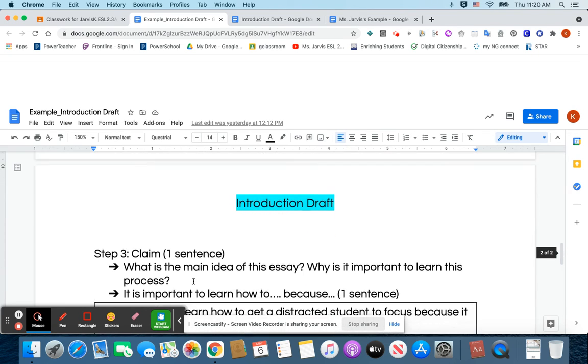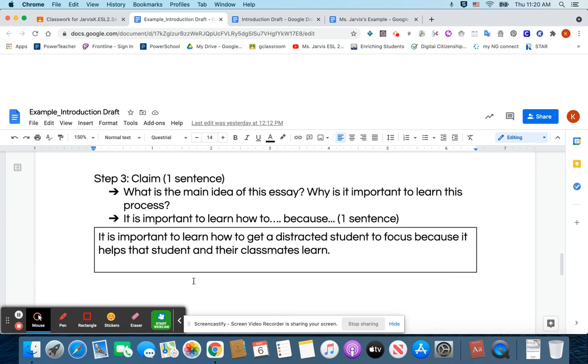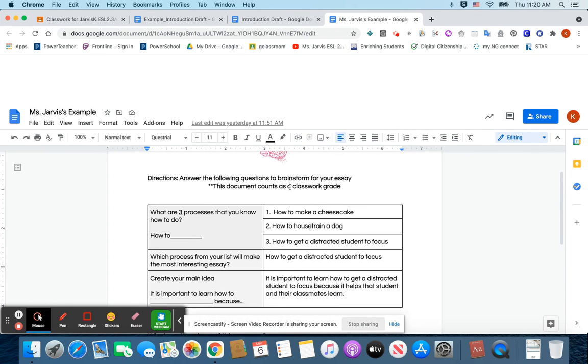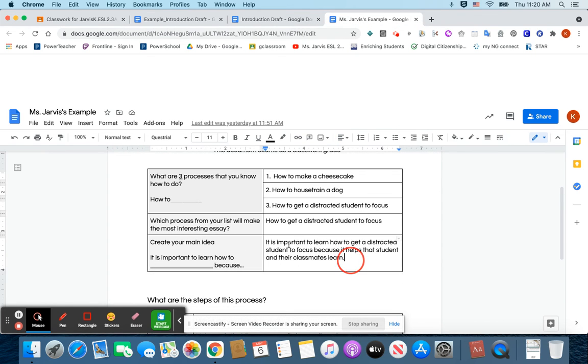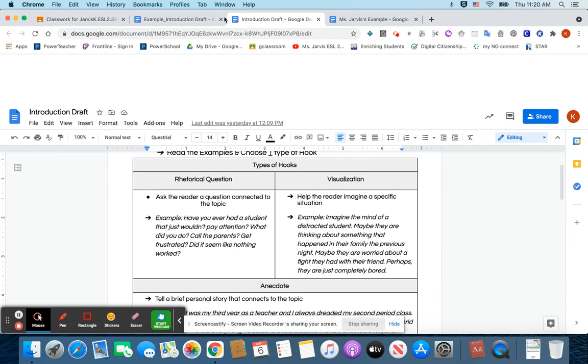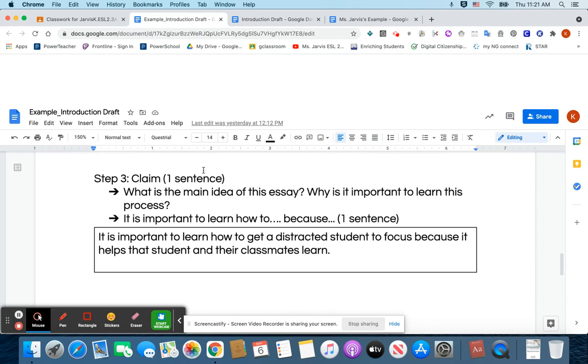Your third step is to write your claim. That's the main idea of this essay. And if you go back to your brainstorming document, you already wrote this main idea right here. So you can just copy that sentence over. Here's my example. It is important to learn how to get distracted students to focus because it helps that student and their classmates learn. All right, make sure you're saying the topic of your essay and you're also saying the reason why it's important to know this.